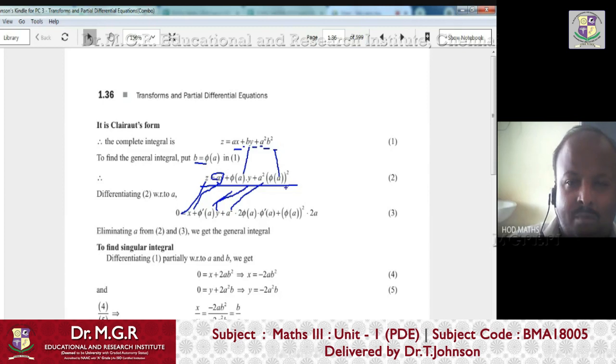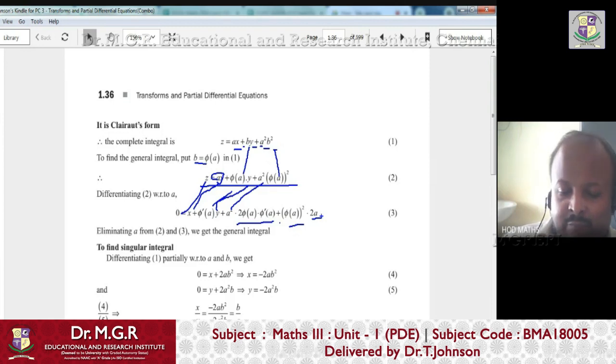You have to use the UV method. So phi of a the whole square can be written as 2 phi of a phi dash of a. This is something like x square can be written as 2x. So phi of a square can be written as 2 times phi of a, and phi of a has to be differentiated, so that becomes phi dash of a, plus phi of a the whole square is as it is. Differentiating a square becomes 2a. Whatever you have to do for phi of x or x square, the same thing you use here for a square and phi of a.